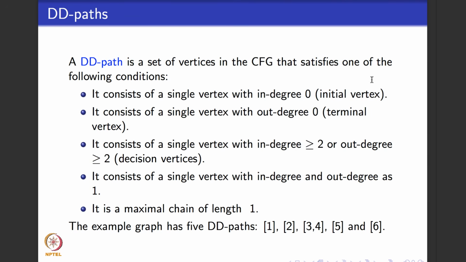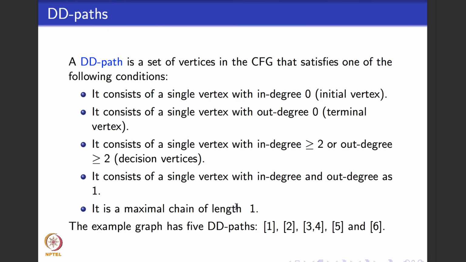So it clubs the vertices as follows. The initial vertex is one separate DD path. The final vertex is another separate DD path. Then all the decision vertices, which are vertices with in degree greater than or equal to 2 or out degree greater than or equal to 2, are separate decision paths. And then in between, if I have a single vertex with in degree 1 and out degree 1, then that's another decision path. And then the other kind of decision paths could be chains of length 1.